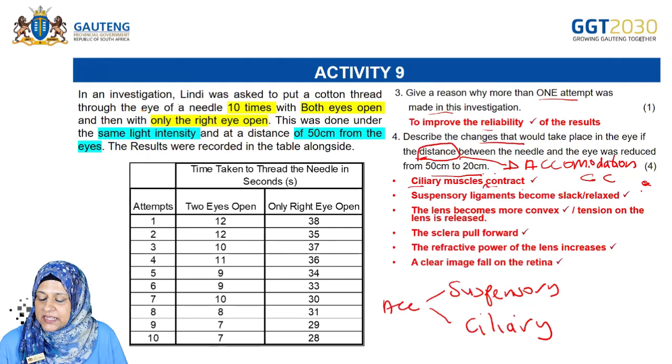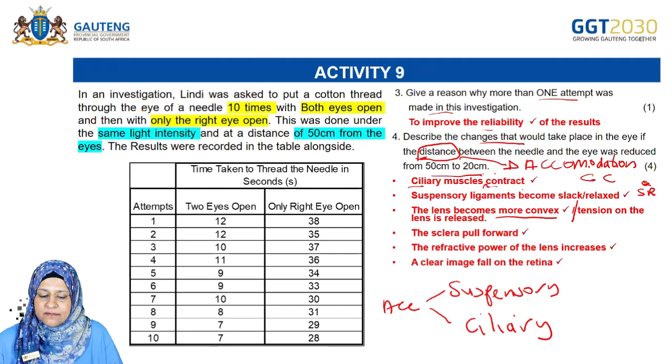Suspensory ligaments relax, the lens becomes more convex, or you could say tension on the lens is released, the sclera is pulled forward, the refractive power of the lens increases, and a clear image forms on the retina. So guys, when you're speaking about accommodation, you need to come up with the muscles, and then you need to know what happens to the muscles. The ciliary muscles contract and the suspensory ligaments slacken.